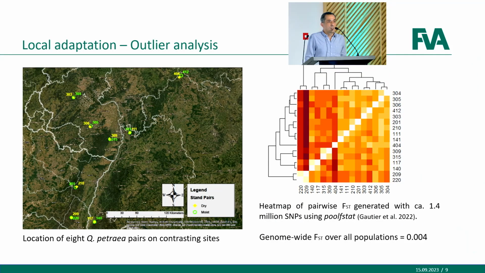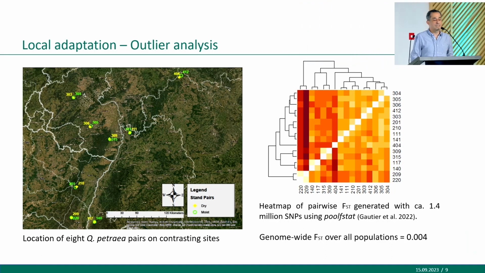Here we can see the paired population consisting of one dry and one relatively humid site in the vicinity. And this is the genetic differentiation, the heat map here of FST generated with about 1.4 million SNPs using PoolFstat. It seems plausible as most pairs cluster together, and we can see again that the genetic differentiation is very low, equaling 0.004.